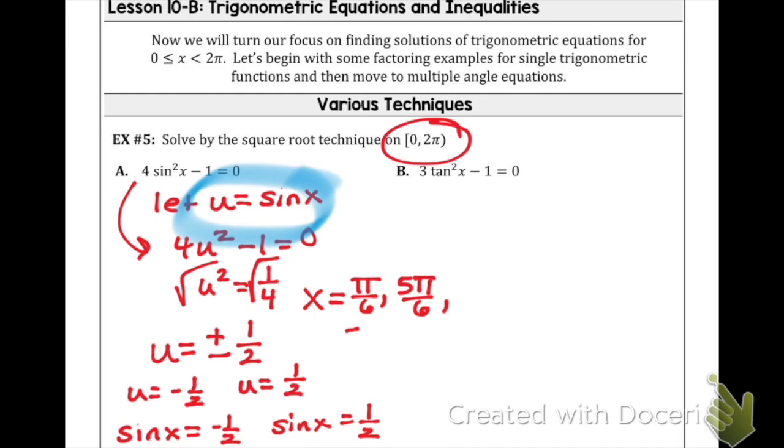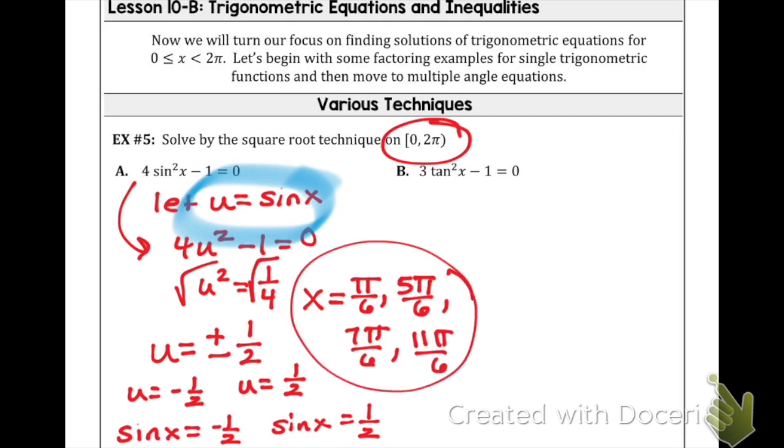6 pi over 6, then 7 pi over 6. 8 pi over 6 goes to a third. 9 pi over 6, and then where are we at? 11 pi over 6 would be the next one. So those would be all of your solutions for when 4 sine squared x minus 1 would equal 0.